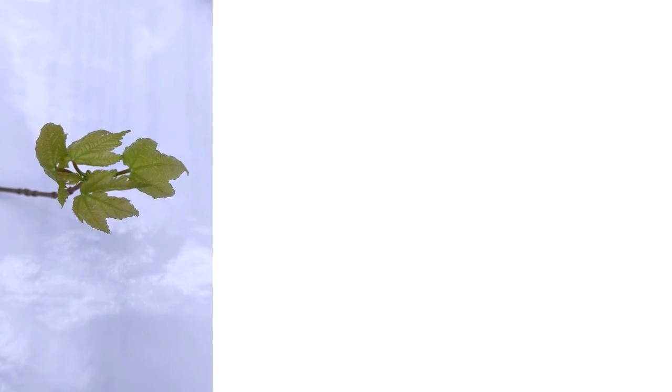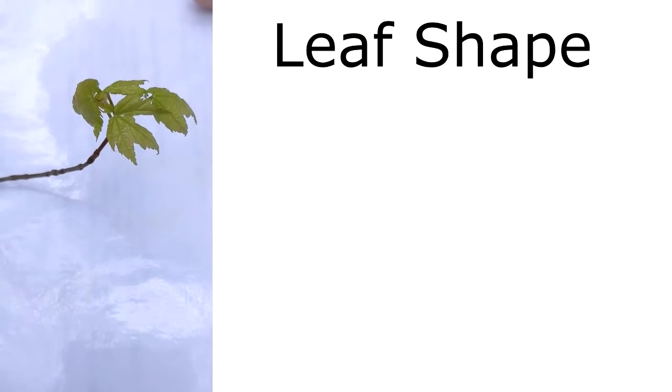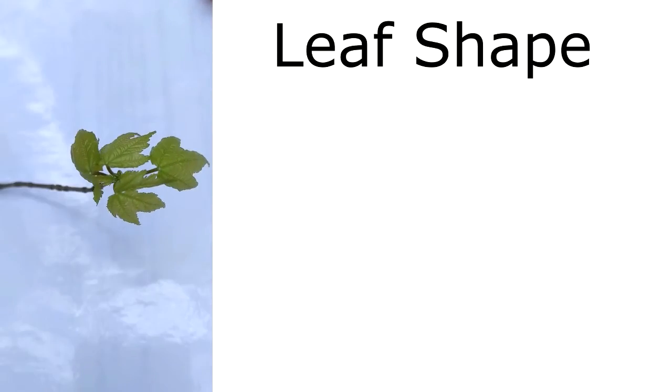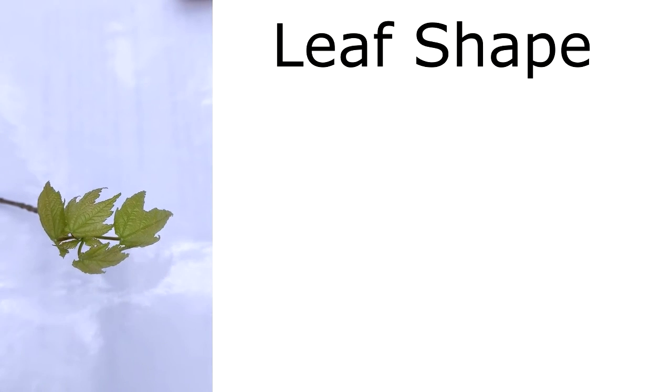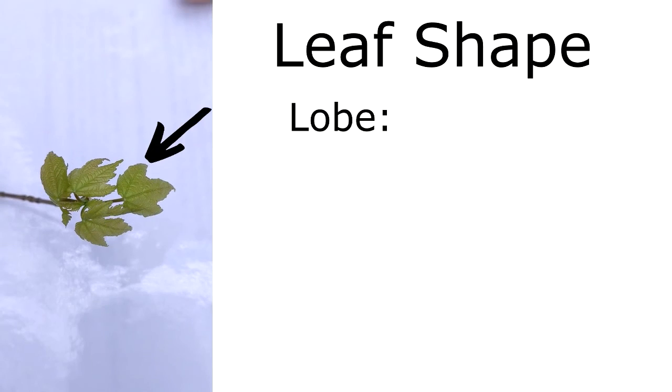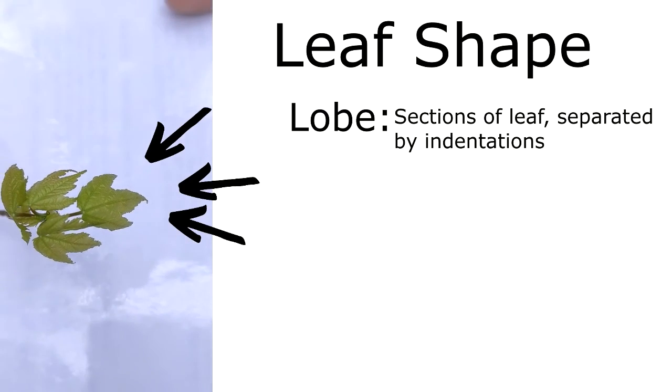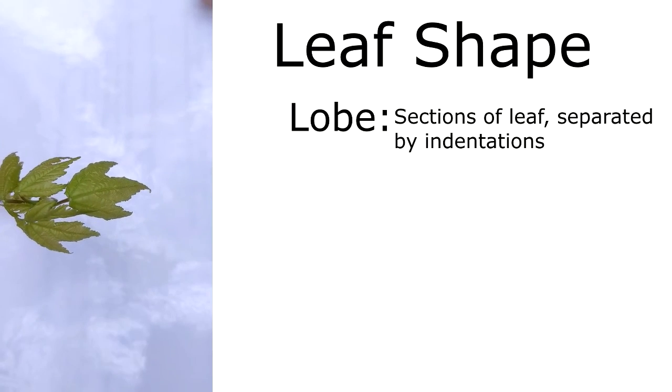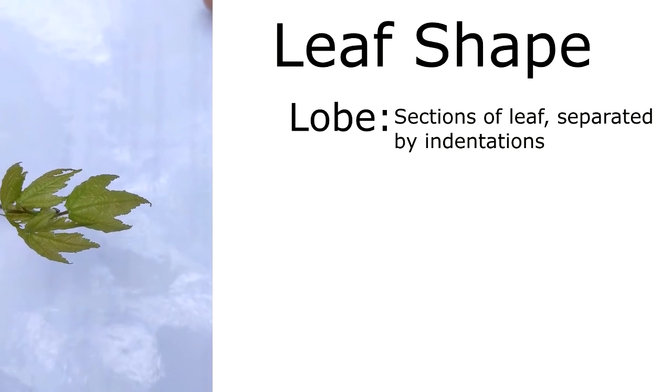Another way that we can identify trees is by looking at the shape of their leaves. So this leaf has a bunch of different lobes or sections on it. I bet you've seen this leaf before. This is a maple leaf.